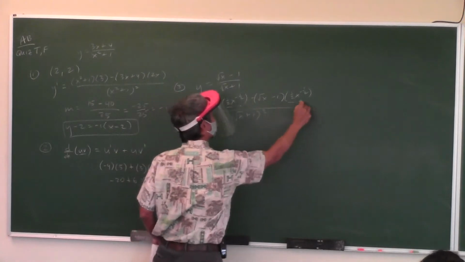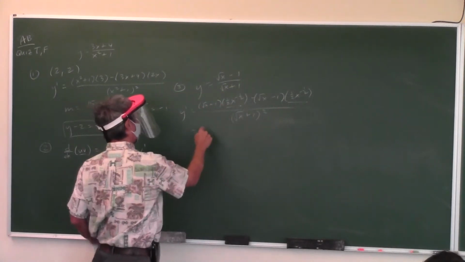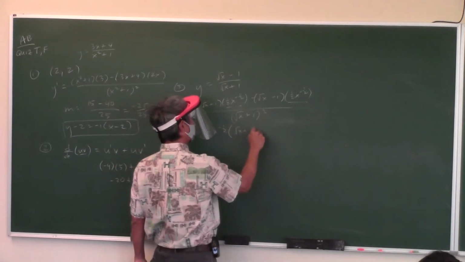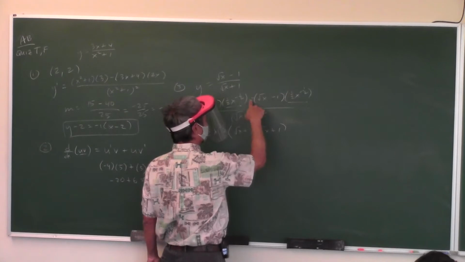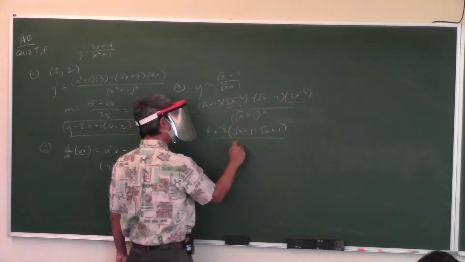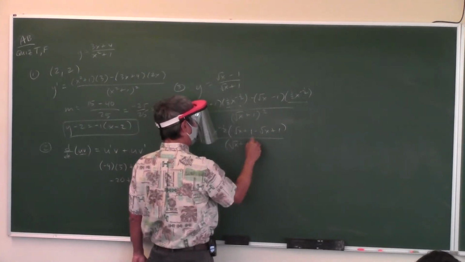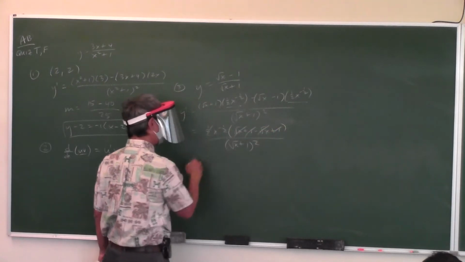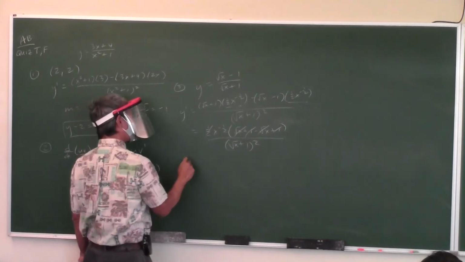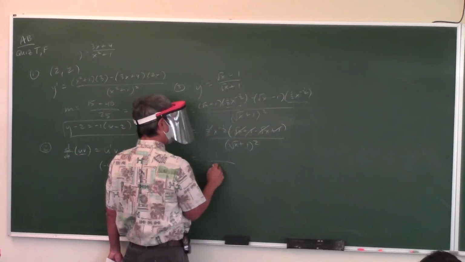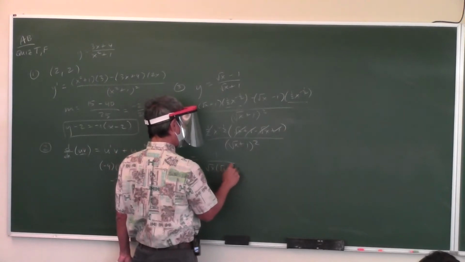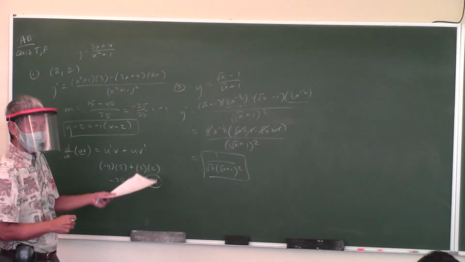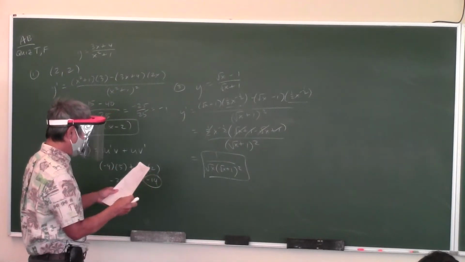Well, since this and this are common, factor it out. And then what's going to be left? Don't forget to distribute that minus sign there. And then these cancel out. And then 1 plus 1 is 2. But doesn't that 2 cancel this 2? So your final answer will be 1 over root x plus 1 squared. Right, because x to the negative half means square root of x in the denominator.